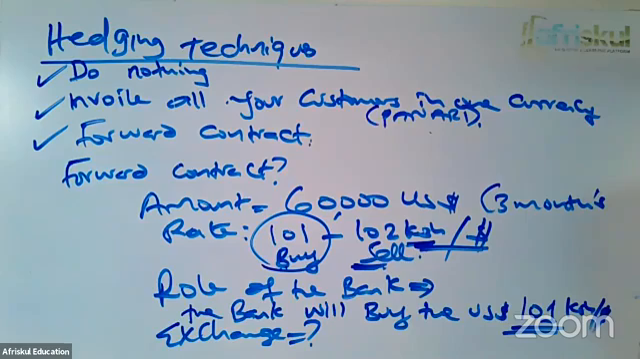How about 60,000 US dollars? When you cross multiply, you will get 60,000 times 101 divided by $1. The dollars will cancel out, and whatever you get here will be 60,000 times 101, which gives us Kenya shillings 6,060,000. Thank you very much.